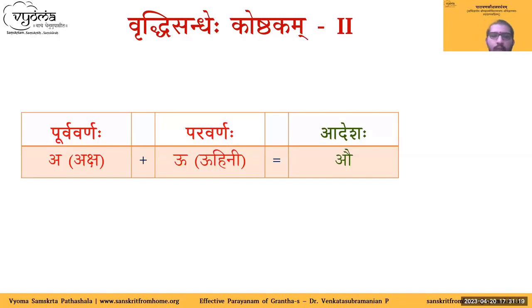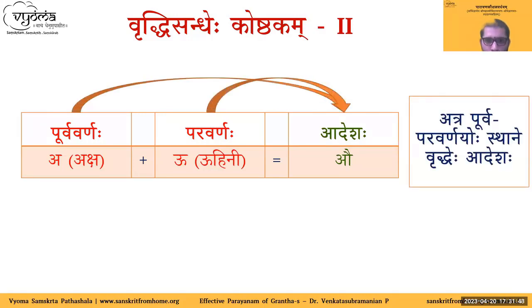That is Guna Sandhi. Similarly, here also the Purvarna is Akara and the Paravarna is Ukara, but here the Adesha is Vriddhi. That is, Aukara is coming as the Adesha and not Okara. So if we have Aksha on the left hand side and Uhini on the right hand side, we can't do the Guna Sandhi. We have to do Vriddhisandhi only. So this is one special case.